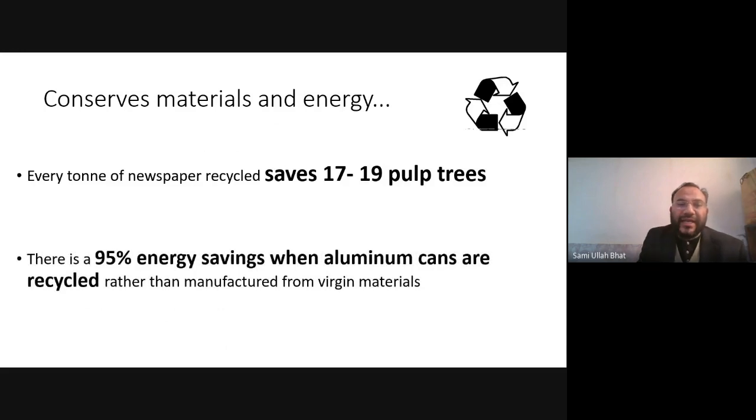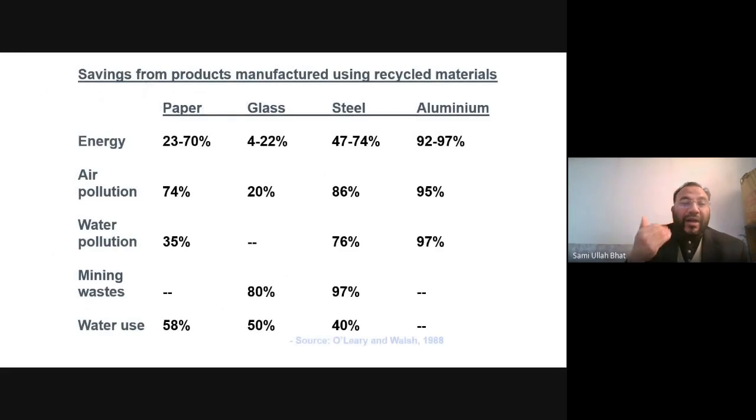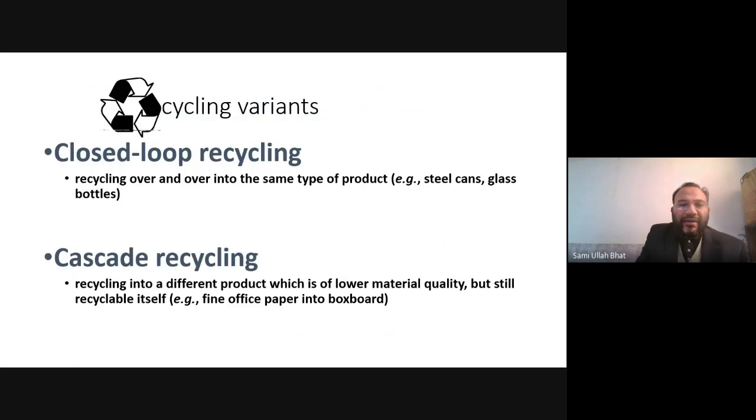We look at conserving material and energy. Every ton of newspaper recycled saves 17 to 19 palm trees. So you can think of what can be your contribution and my contribution at the individual level. There is 95% energy savings when aluminum cans are recycled rather than manufactured from virgin material. 95% energy savings. Look at this chart: energy on paper, glass, steel, and aluminum. Savings from products manufactured using recycled materials. This is the percentage of energy savings that we would like to have.